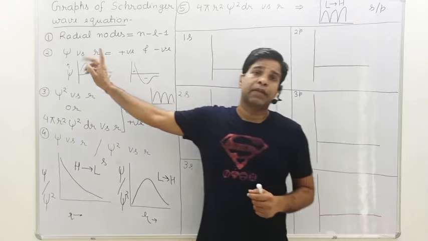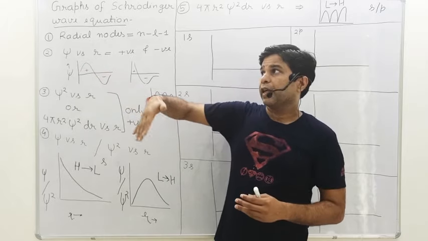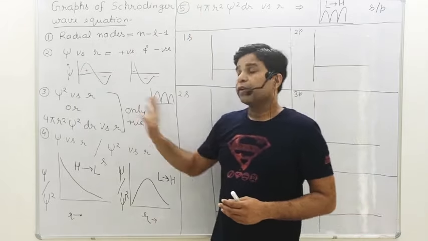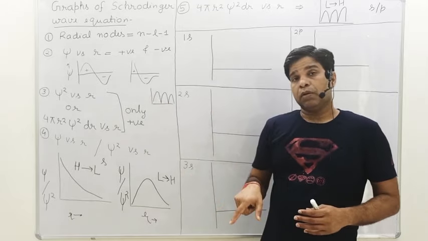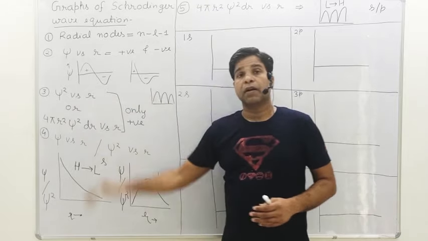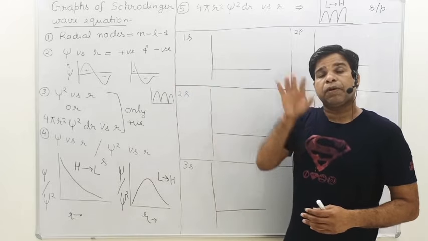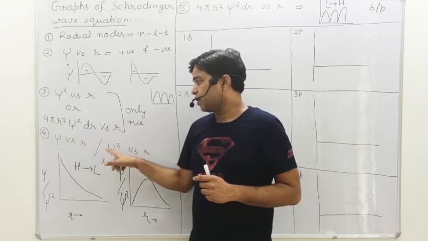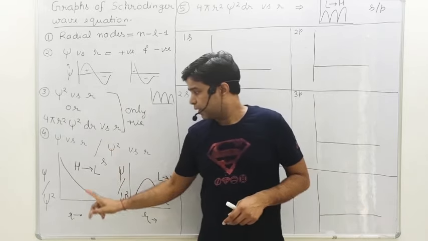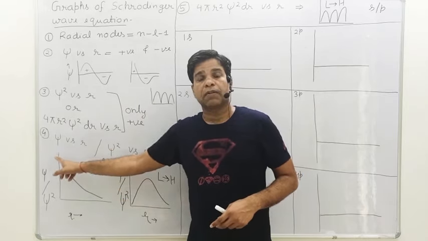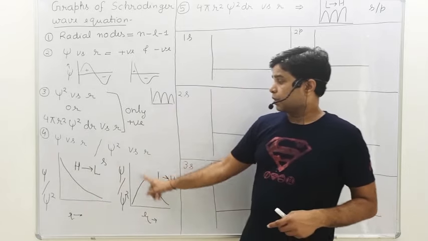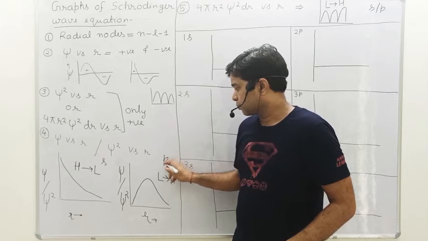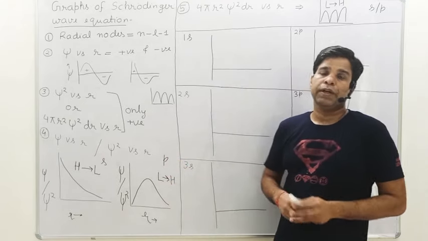Then you should remember that graphs of psi versus r can be in the positive axis also, and they can be in the negative axis also. But whenever you want to draw the graph of psi square, these graphs are only present in the positive axis, they cannot be negative. Okay, graph of psi versus r or psi square versus r for the s orbital should start from higher to lower. Graph of psi versus r or psi square versus r for the p orbital should start from lower to higher.